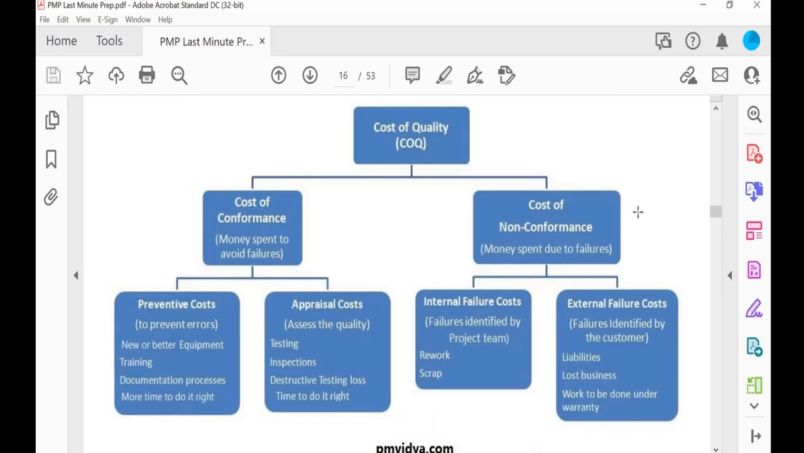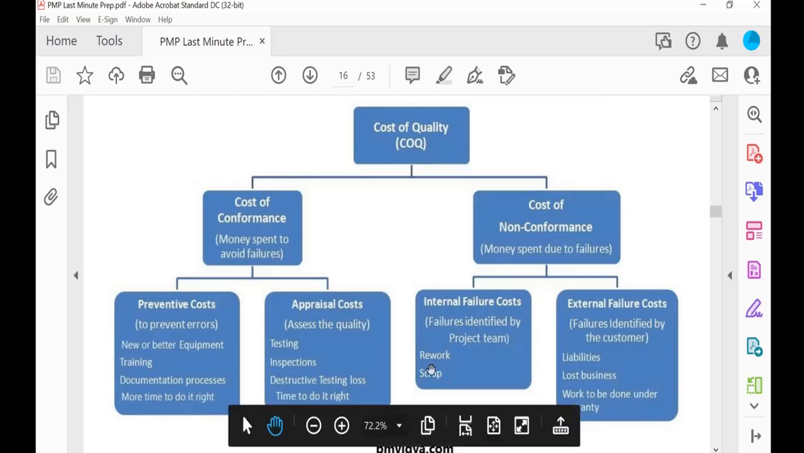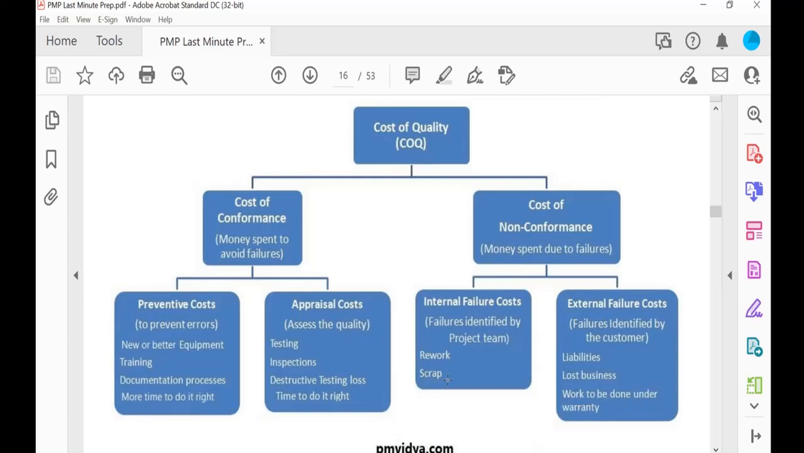So internal means failures identified by the project team before it goes to the customer's hand. The project team says, okay, there are some bugs or some software errors. So that means it is internal failure, because of the teamwork. They relate to rework and scrap. That means they have to do the work again. And sometimes if the unit is not workable, then they have to throw it away, scrap.